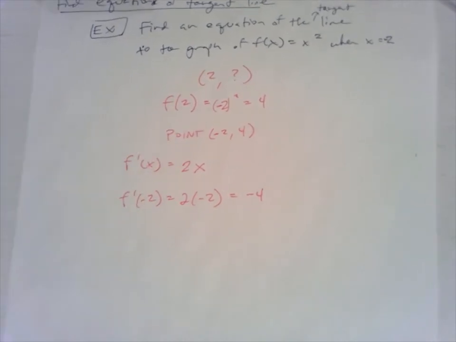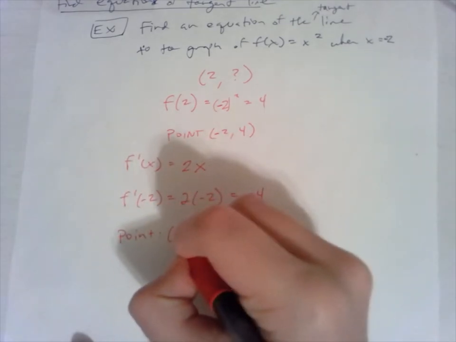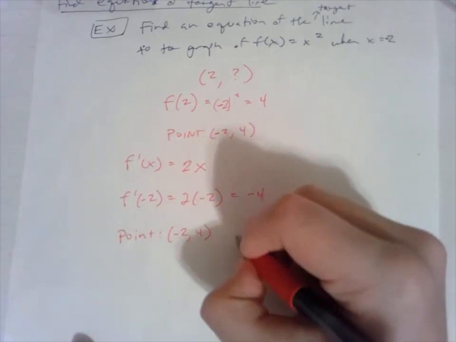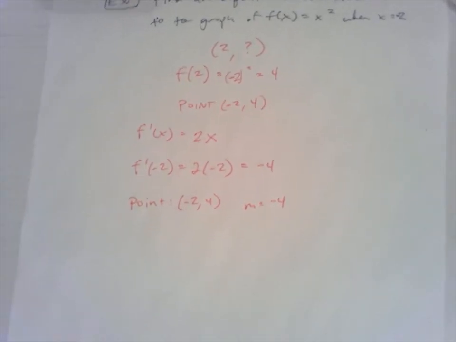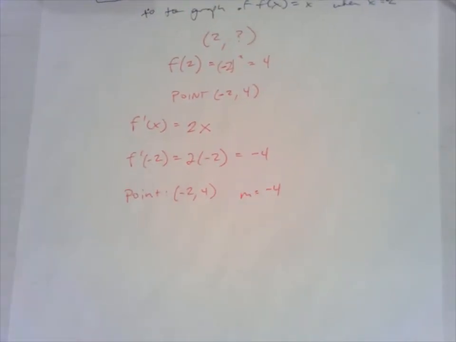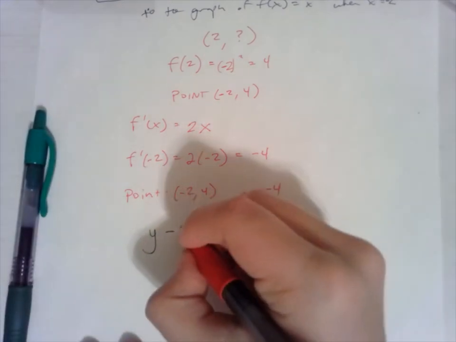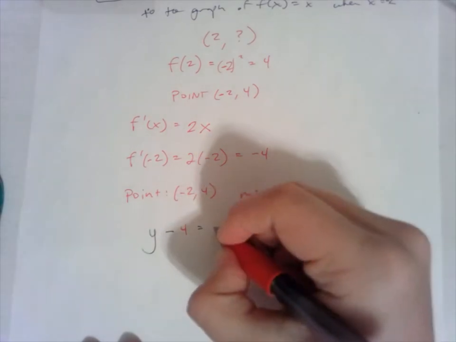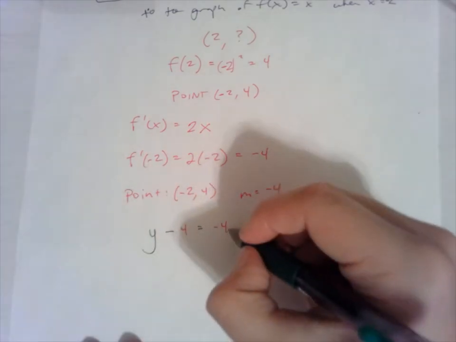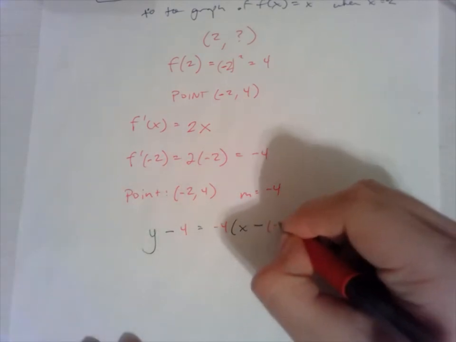Awesome. So we have two key pieces of information. Right now we have a point at negative 2, 4, and we know we have a slope of negative 4. So what we can do is use this information. We can substitute into our point slope form. We have y minus 4 equals our m value, negative 4, times x minus our negative 2.